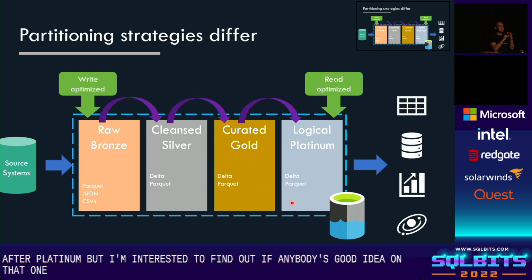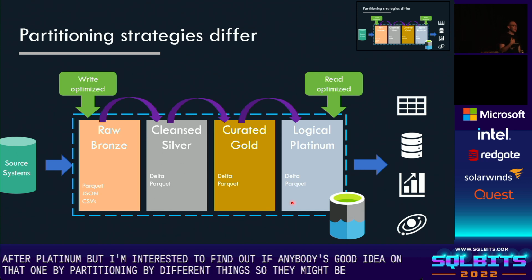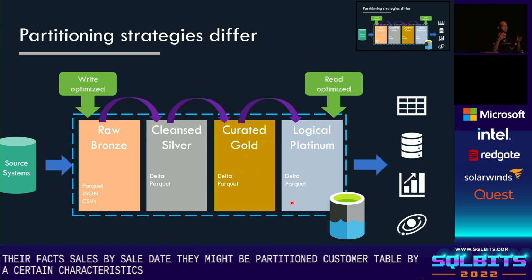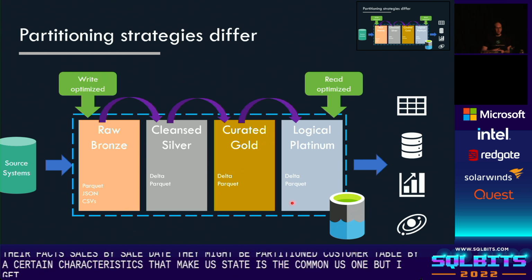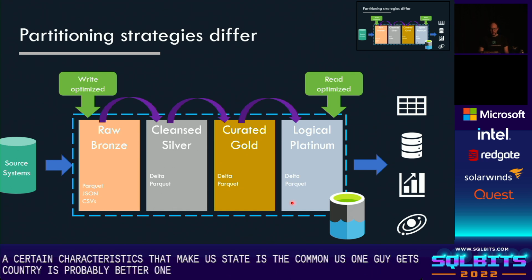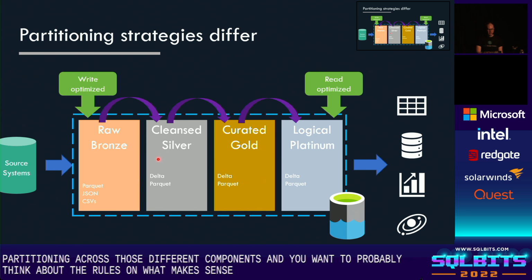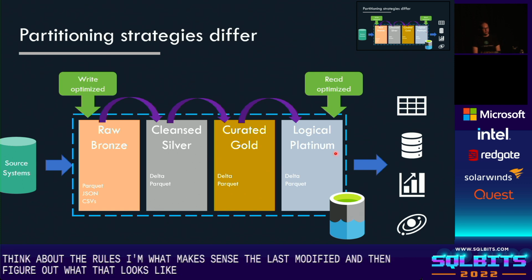They'll often be partitioning by very different things. So they might be partitioning their fact sales by sale date, or they might be partitioning their dim customer table by a certain characteristic about their customer. State is the common US one, but I guess country is probably a better one for a European context. So you get different partitioning across those different components. So it matters a bit, and you want to think about, particularly at the raw zone, what makes sense. Often it's going to be last modified. And then you figure out what that looks like through to your end zone.